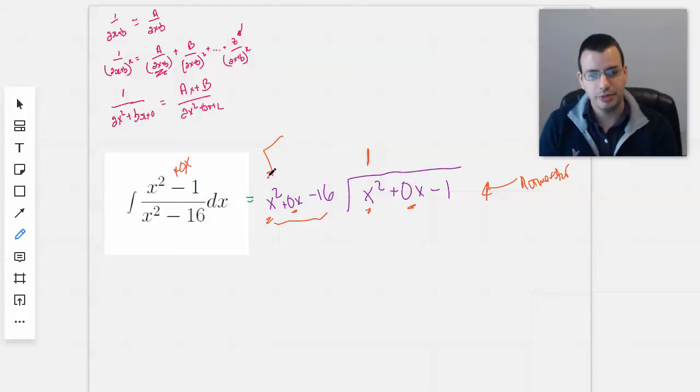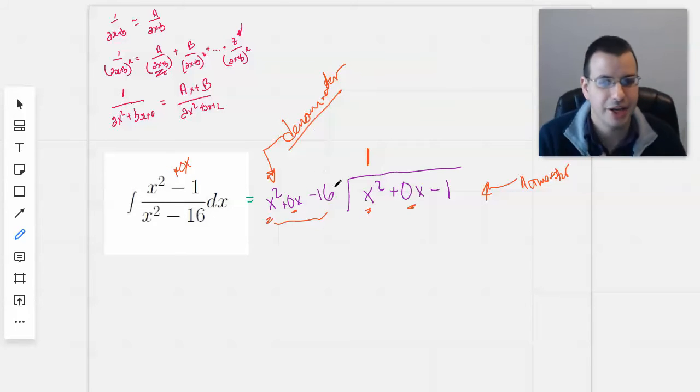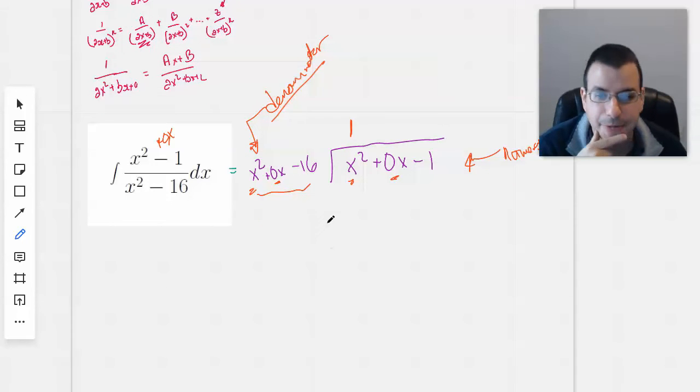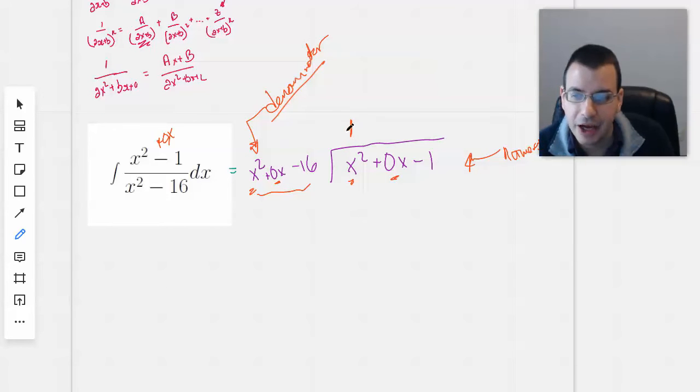I know it's terribly written, but you know what it is. Denominator. Yeah, I purposely made that one extra bad, but you understand. 1 times x squared, we have x squared. 1 times 0 plus 0x. 1 times 16 is negative 16. So you multiply it out and then you subtract it.